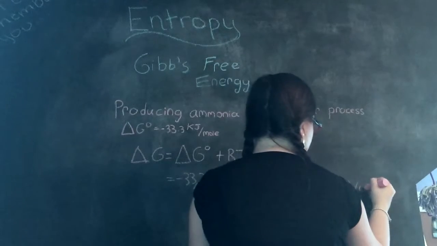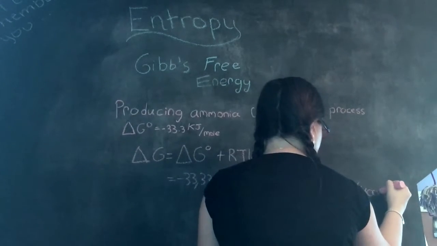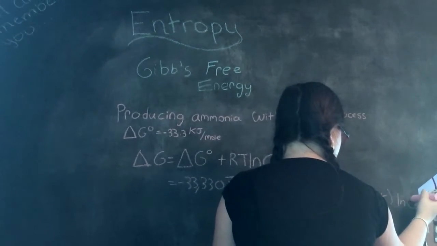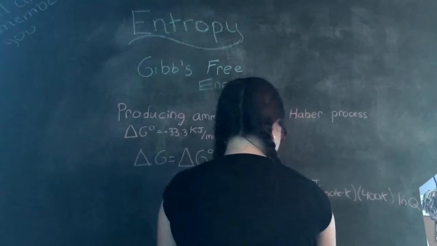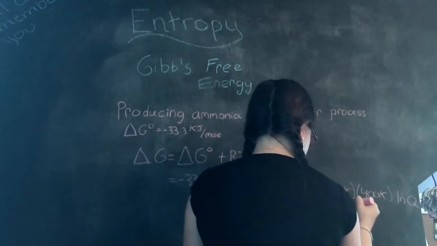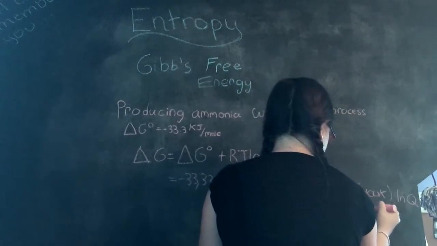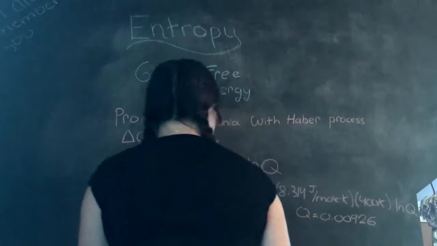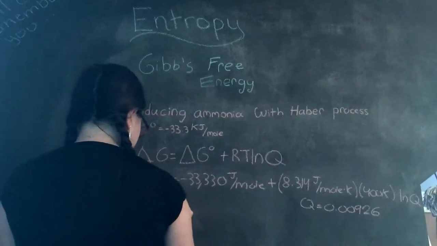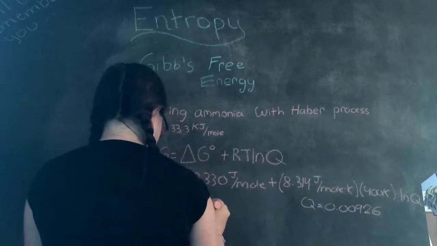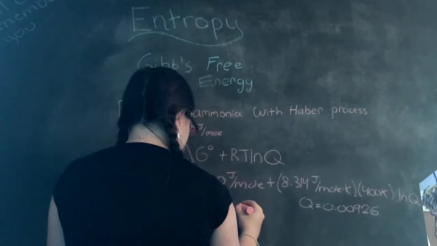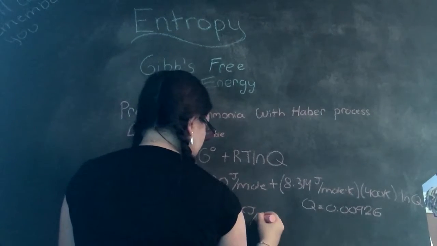At our temperature, 400 Kelvin, and our ln Q, which in a separate calculation we found out that Q is equal to 0.00926, and so we just do the math from there, find out that our non-standard delta G is equal to negative 48.9 kilojoules per mole.